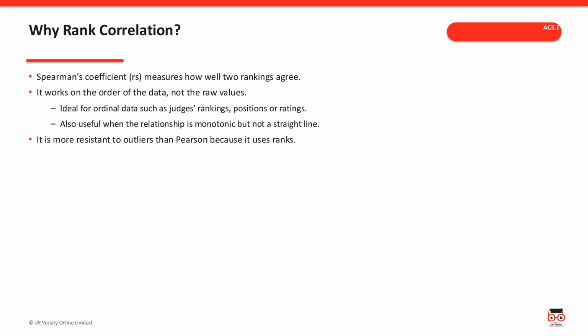Spearman's coefficient, written RS, measures how well two rankings agree. The clever part is that it works on the order of the data, not the raw values, so it's ideal for ordinal data like judges' rankings, league positions, or star ratings. It also copes when the relationship is monotonic, steadily rising or falling, but not actually a straight line. And because it uses ranks, it's far more resistant to outliers than Pearson.